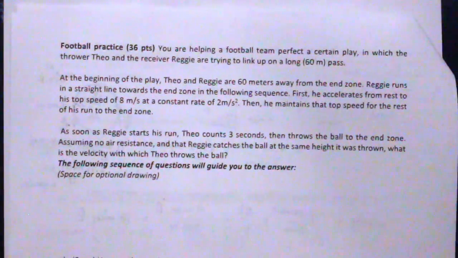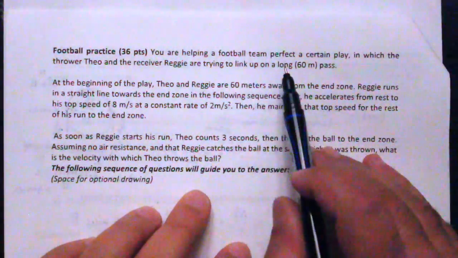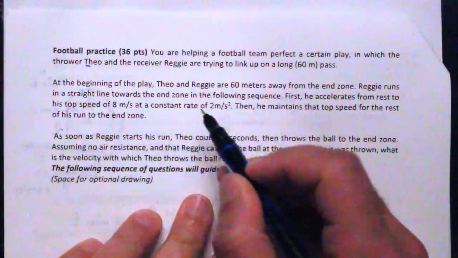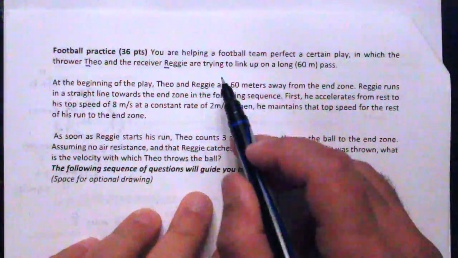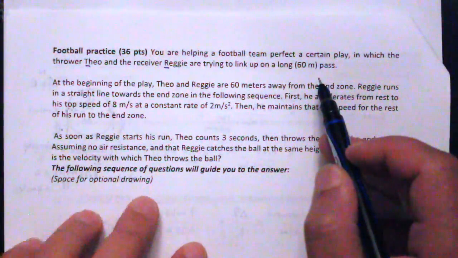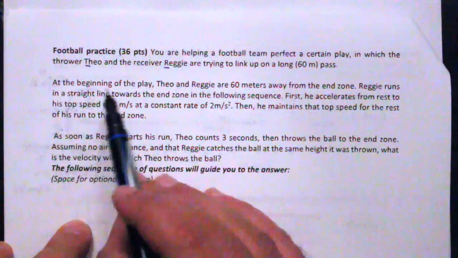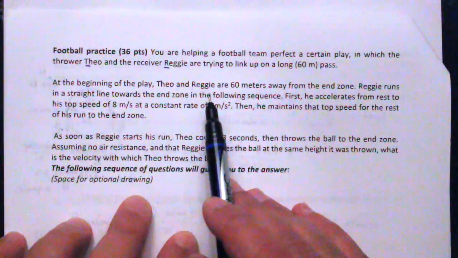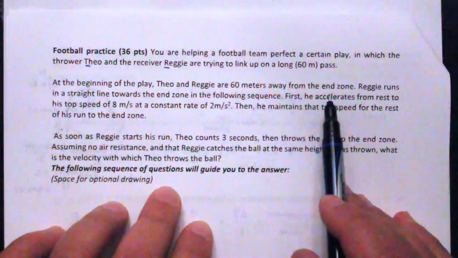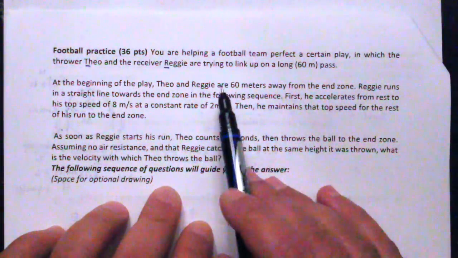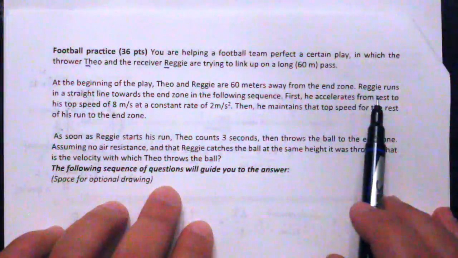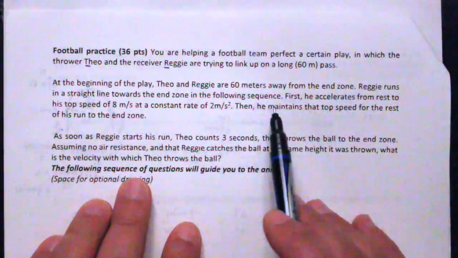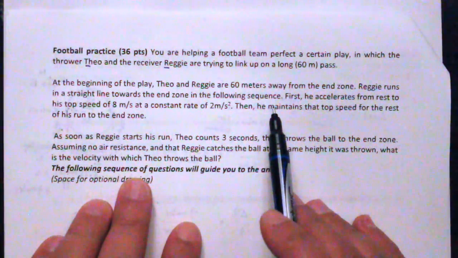Alright, football practice. You're helping a football team perfect a certain play in which the thrower Theo and the receiver Reggie are trying to link up on some long 60-meter pass. At the beginning of the play, i.e. at t equals 0, Theo and Reggie are at the same spot, standing 60 meters away from the end zone. And Reggie runs in a straight line towards the end zone in the following sequence.